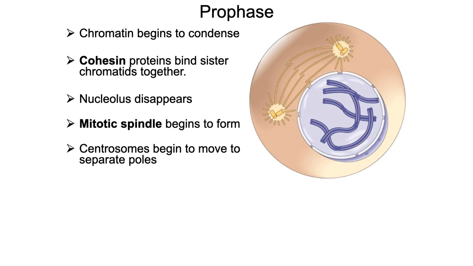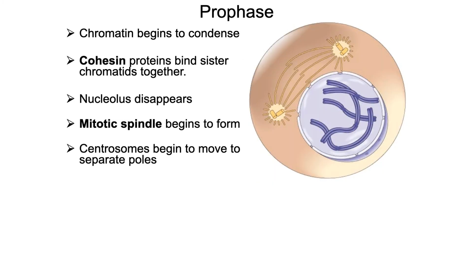The first stage of the mitotic phase of the cell cycle is called prophase. In prophase, the two centrosomes begin to move to opposite poles of the cell. The nuclear envelope is still intact, so you're still going to see those chromosomes being confined to a very specific region within the cell. And the chromosomes then begin to condense.